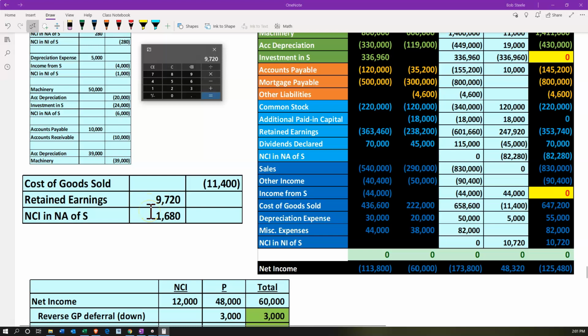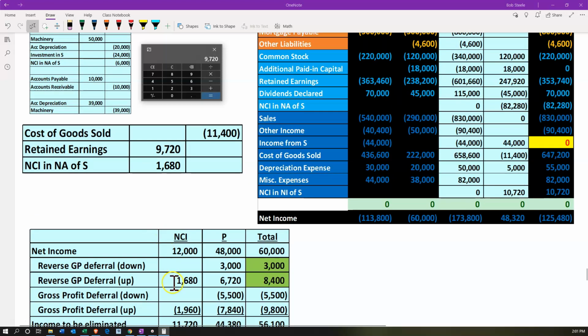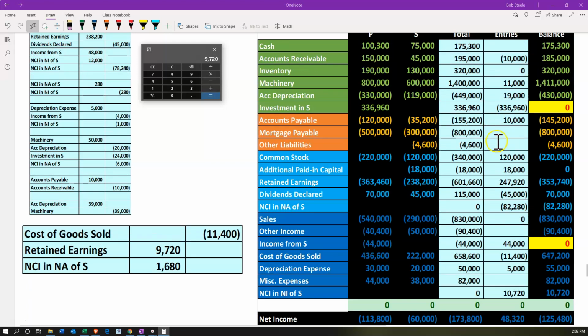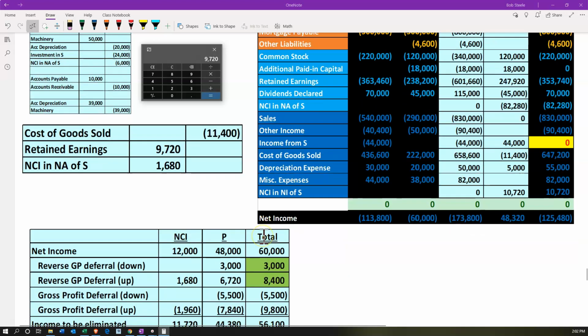And then we've got the non-controlling interest in NA. That's going to be this 1,680, which is going where you would expect, which would be the non-controlling interest in NA. So we record those out. So cost of goods sold being adjusted, and it's including all these adjustments over here, this adjustment column. Then the retained earnings having an adjustment now as well. And then the non-controlling interest here being adjusted as well.